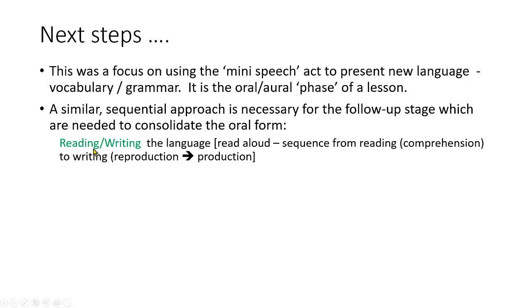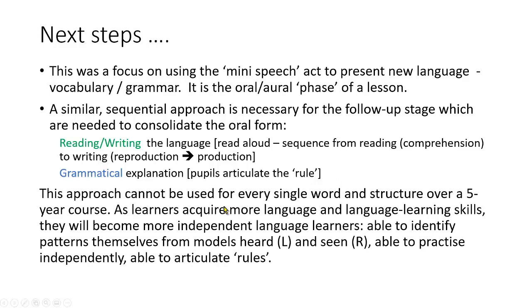So, first of all, reading to writing: you have the language read aloud, then you'll follow a sequence from reading, comprehension, through to writing, which is the reproduction, and then production in an unfamiliar situation. Also, you'll want to make the grammatical explanation clear, possibly making it so that the pupils articulate the rule and then you confirm or correct.